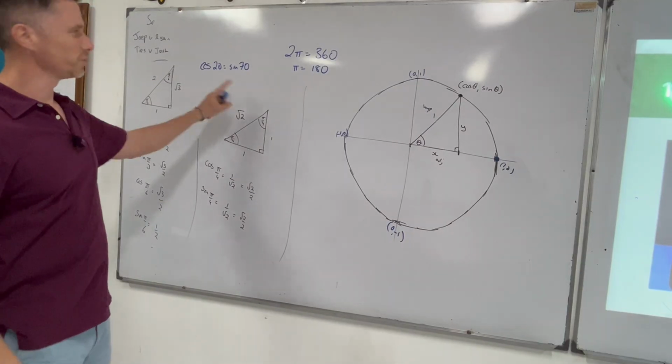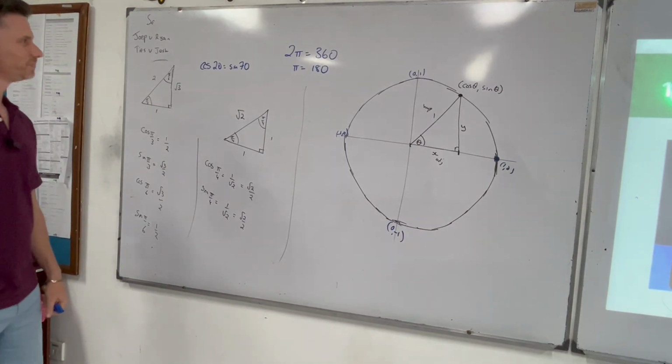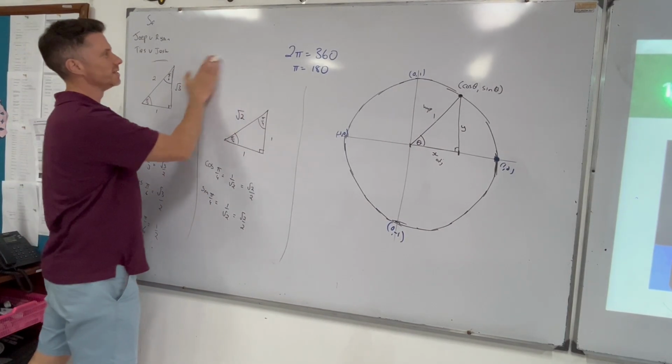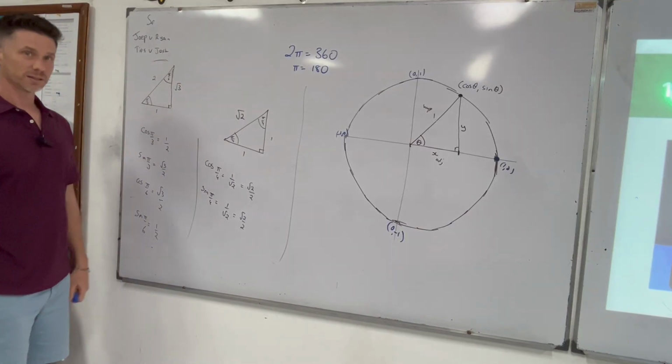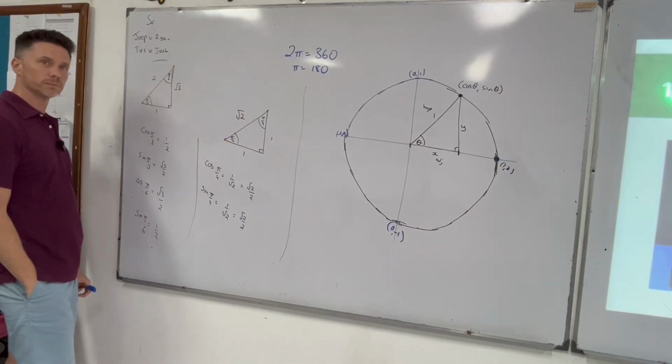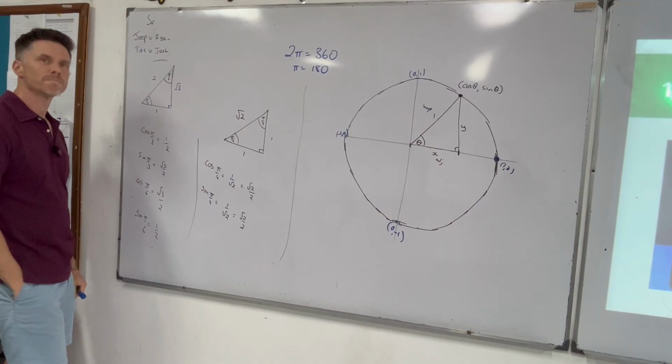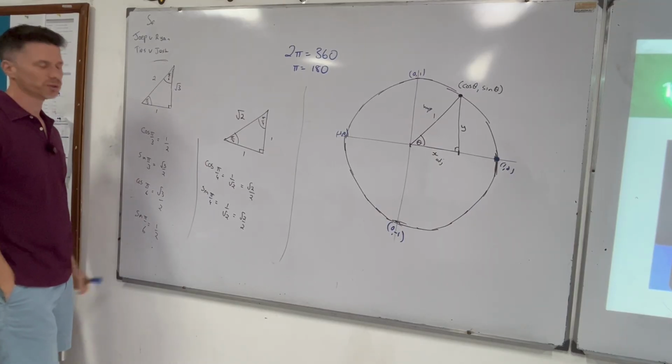So you can always do the swap. If you don't like one, you can do the other. The angles add to 90 degrees: from 20 to 70, they add to 90 degrees. So they're opposites.